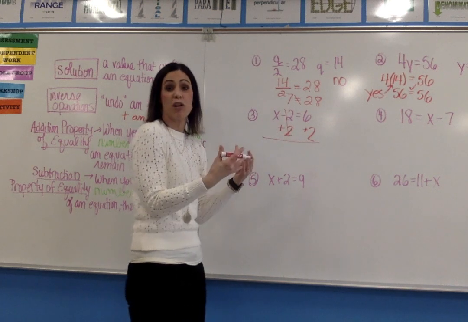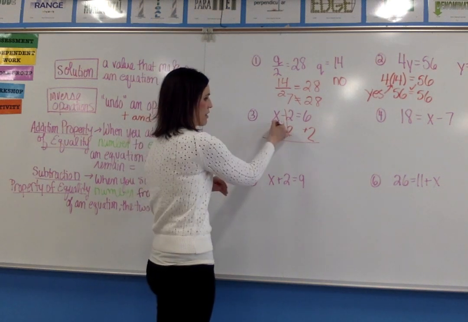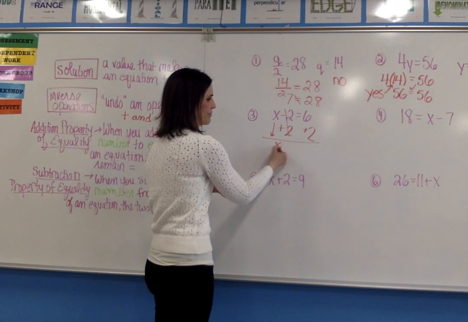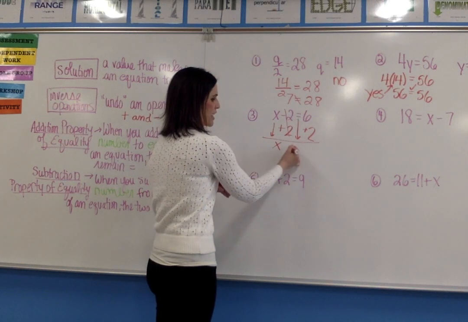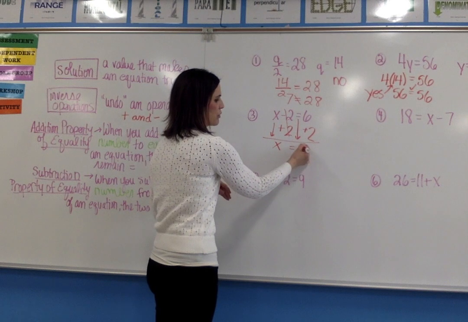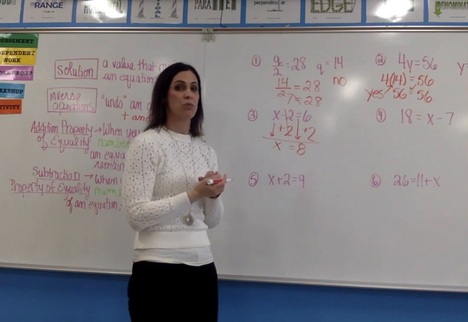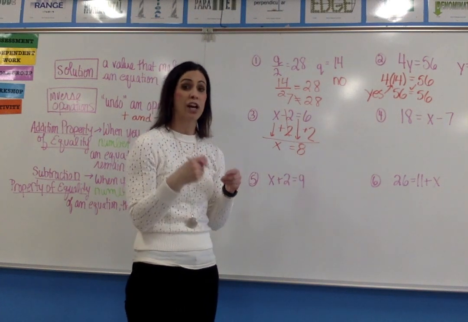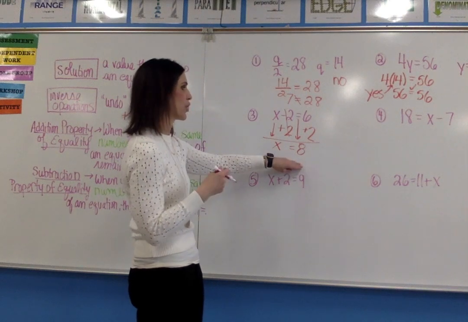If I have 2 negatives and 2 positives, that is going to become 0. And sometimes I just cross that out to show that it's 0. The x I'm going to bring down. I need to bring down my equal sign. And then 6 plus 2 is 8. So x equals 8.